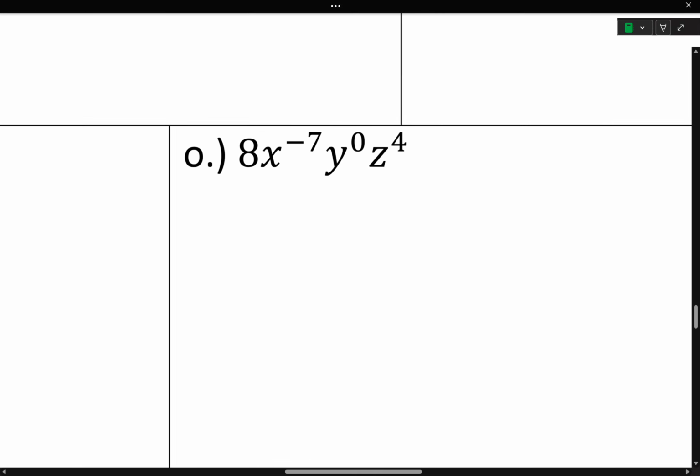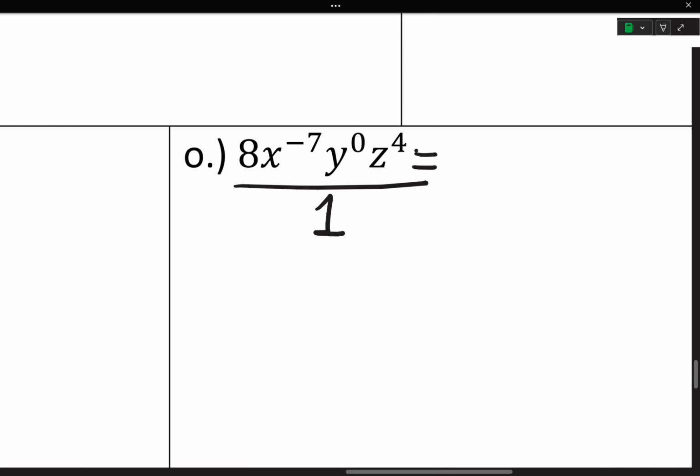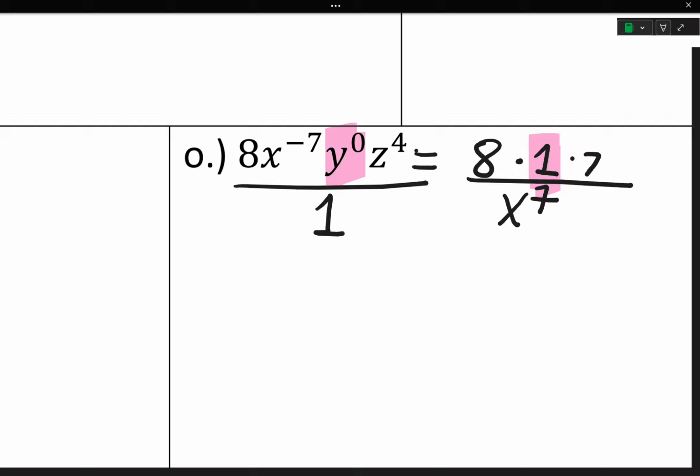Lastly, let's take a look at letter O. Wow, that has a lot. We have a negative exponent, so I'm going to make this a fraction. Alright, let's go through this one by one. 8 does not have a negative exponent, it stays. X to the negative 7th goes to the bottom, becomes x to the positive 7th. Y to the 0 becomes a 1. And z to the fourth stays z to the fourth.